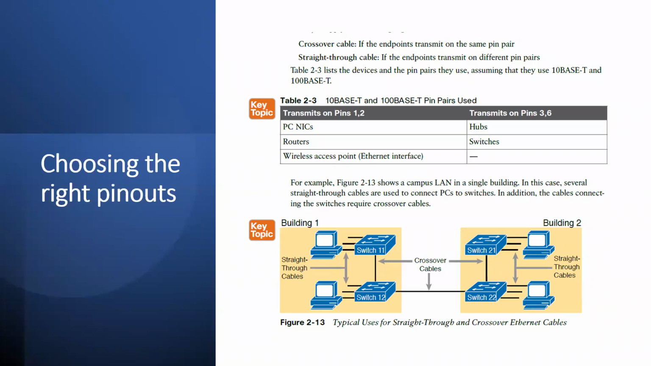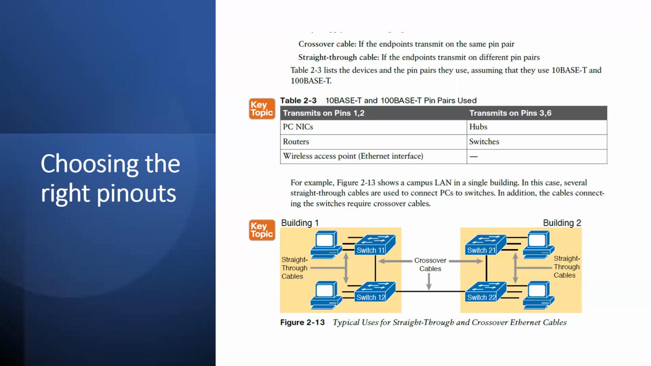All right, gents, where we left off, we are talking about the fundamentals of Ethernet. We were talking about different types of pinouts, and how those pinouts lead to different types of cables being constructed, the difference between a crossover cable and a straight through cable. Crossover cables transmit data on the same pair. Straight through cables transmit data on different pairs.